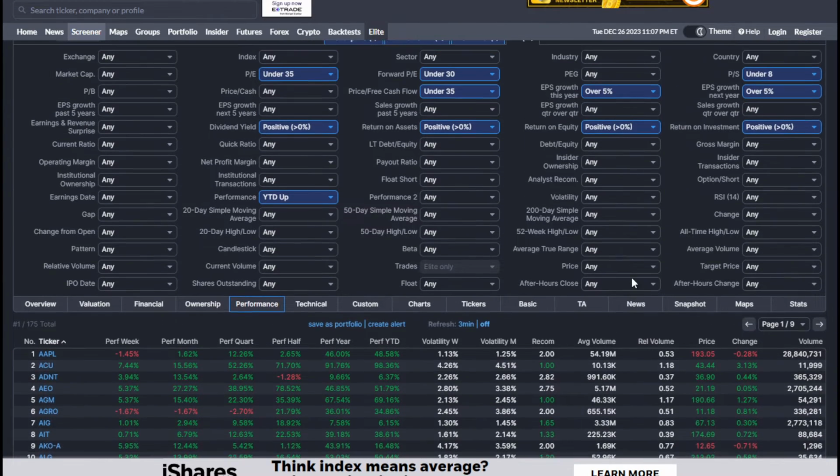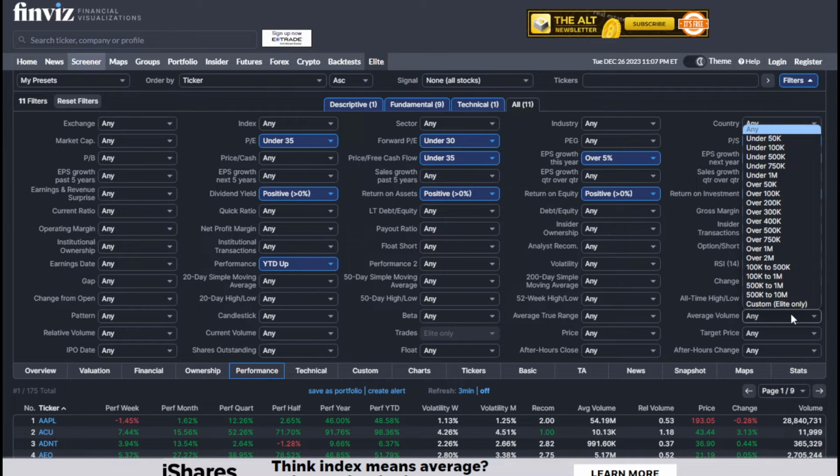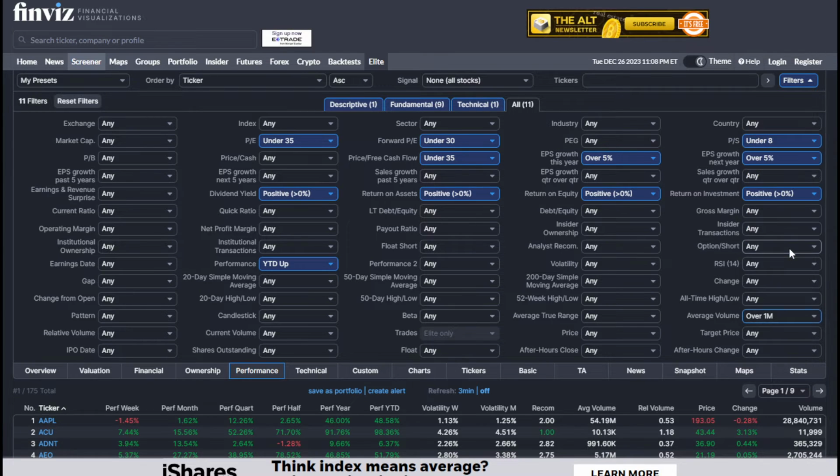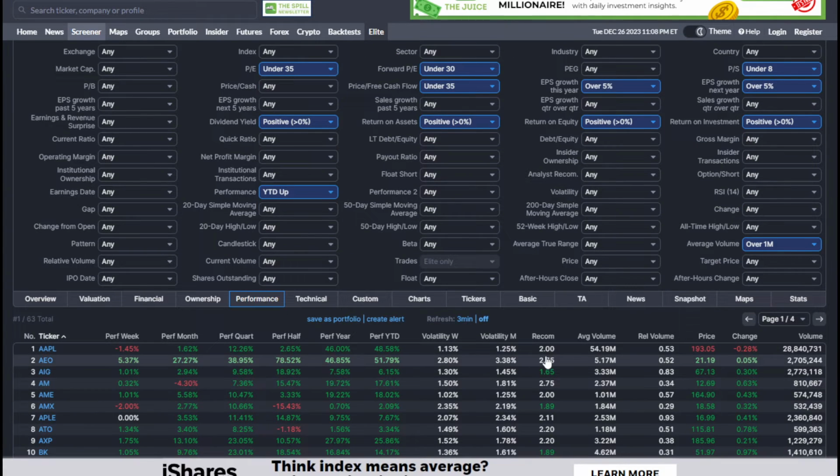Volume, let's see what the choices are, but I like to have a good amount of volume. So average volume is right here. The average volume for Apple is 54 million shares a day. So I would like to see at least over 1 million shares a day being traded. So over 1 million right here. That knocked us down to 63 stocks. So we're getting really close.